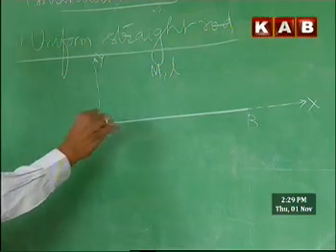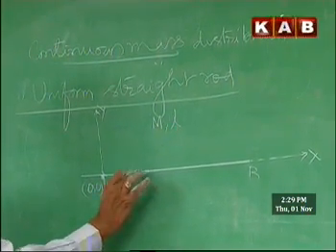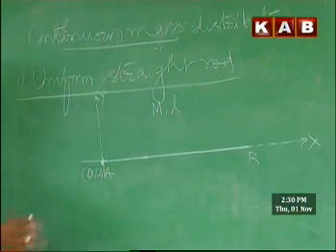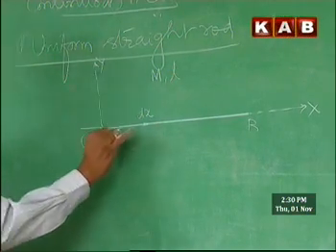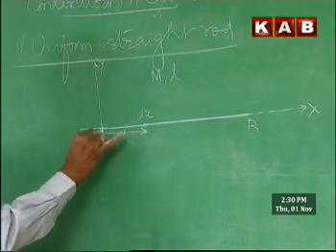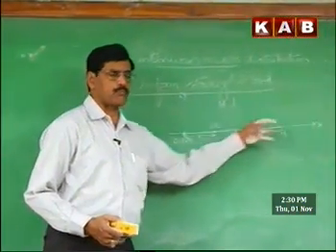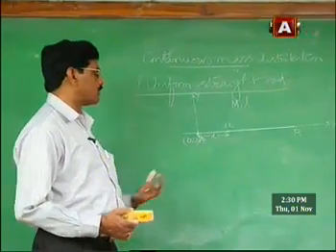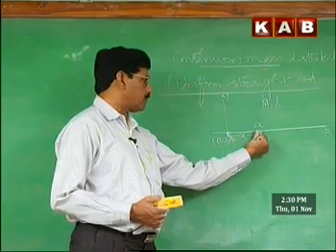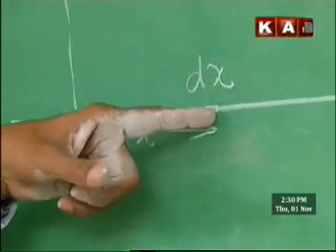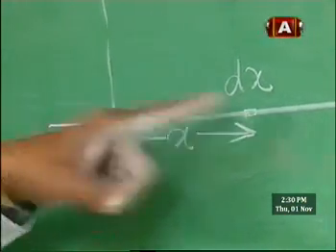The procedure: imagine the rod be divided into small elements. Consider an element of length dx situated at a distance x from this origin. So, we are imagining the rod to be made up of infinitesimally small particles, such particles of length dx. The mass distributed in dx, we are treating as an infinitesimally small element.